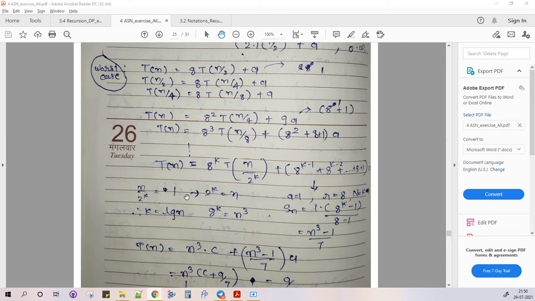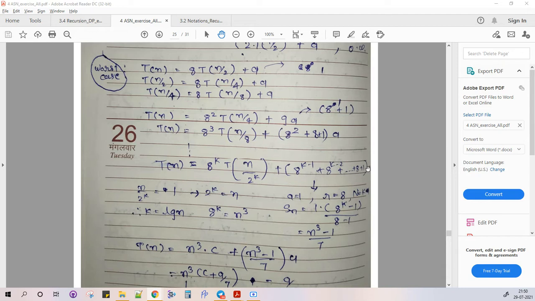We got the value, like k is log n. Now I get it. If you put log n in the series, then the term would be very tough: 8 to the power log n minus 1, log n minus 2.